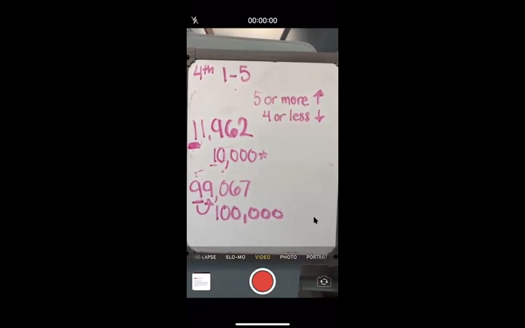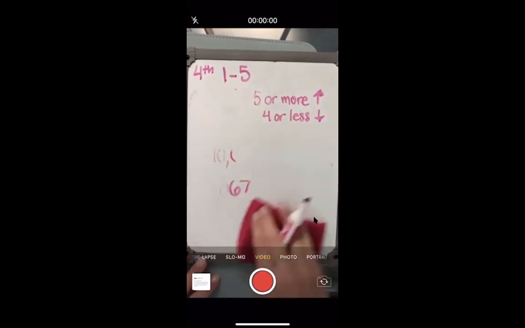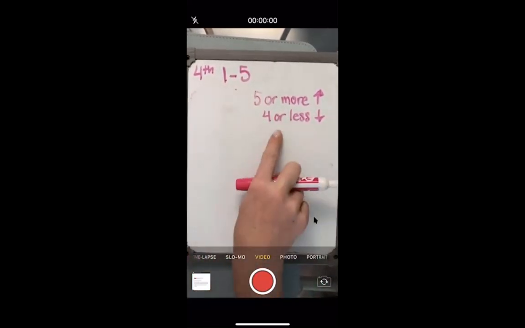And the same thing goes, you guys, for rounding for any place value. It's always, always, always the same. So you always go to the right, look to the next smallest place value, and follow the rule of 5 or more round up, 4 or less round down. So you just have to know your place values.